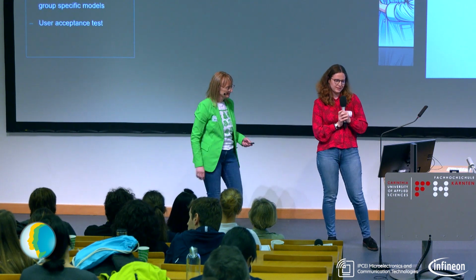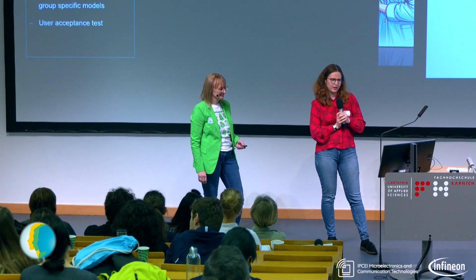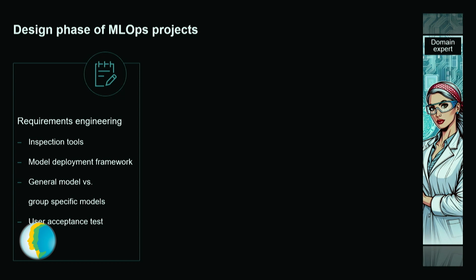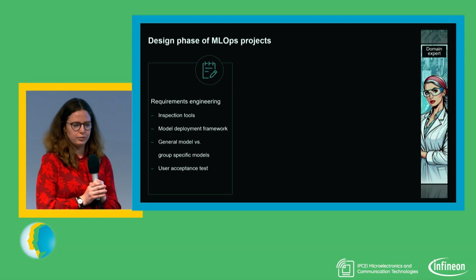Now, starting with the design phase, here the domain experts take over the leading role, and for example, basic requirements that need to be checked are where the data is coming from, which type of inspection tools, what type of model we need. So do we need a very big model which can be used for multiple products, or do we need a very small one only for a very specific application?